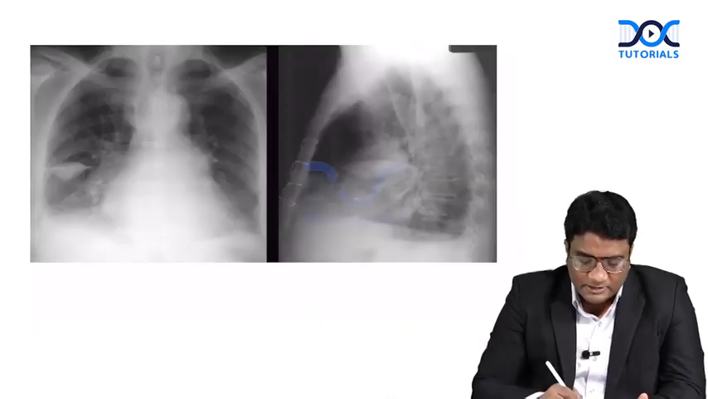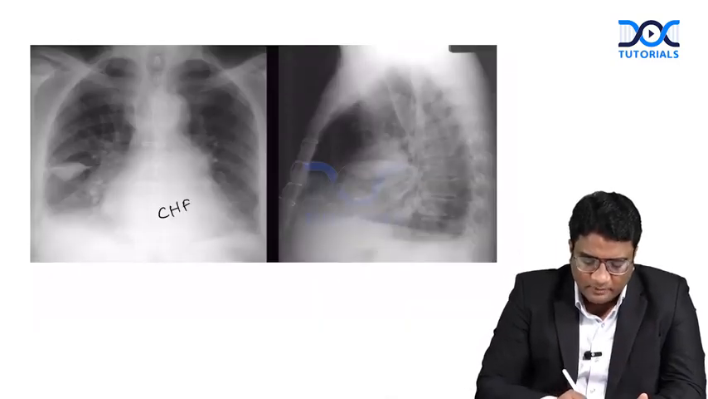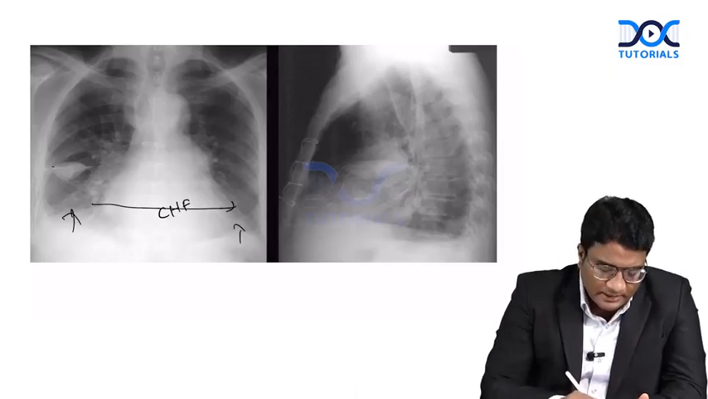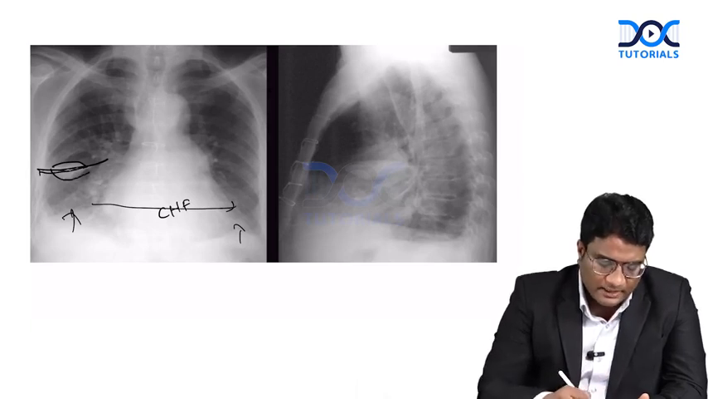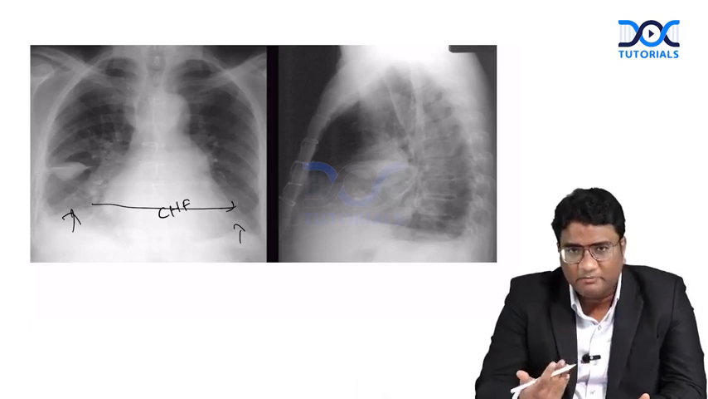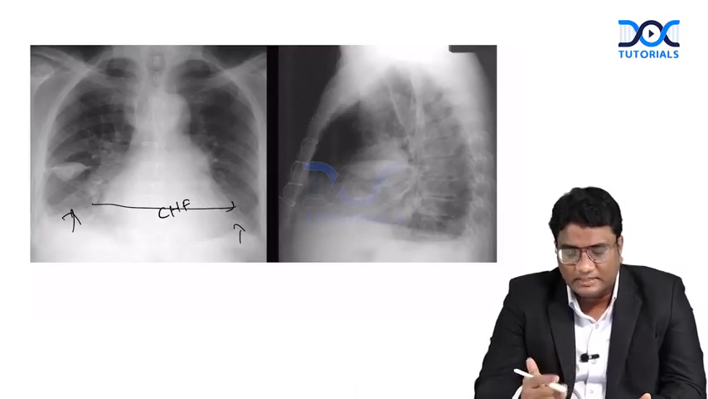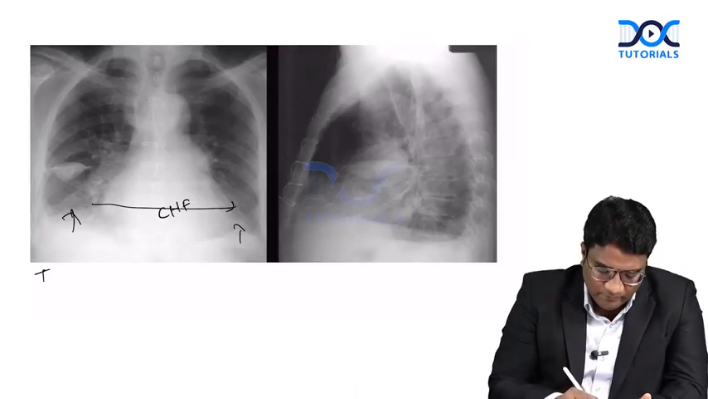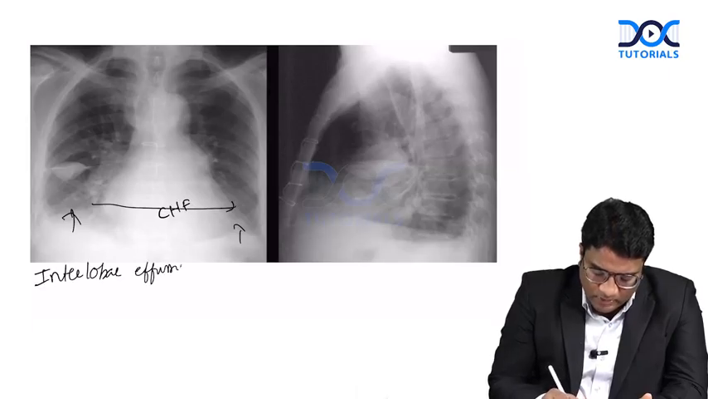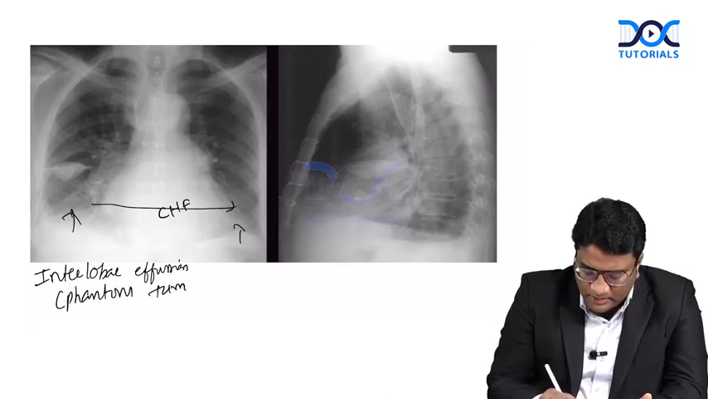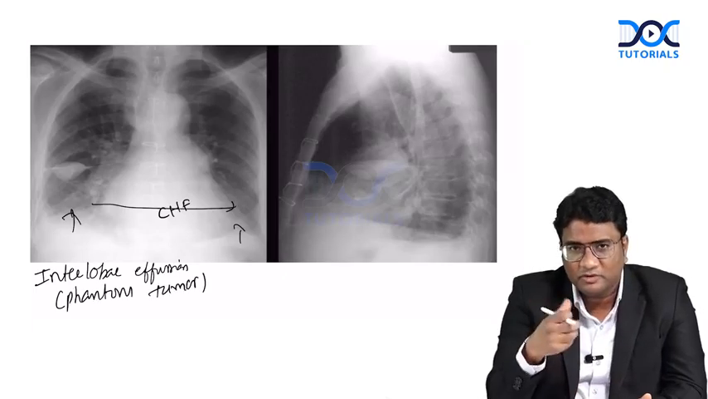And if you have a congestive heart failure patient with cardiomegaly, basal congestion, effusions, and you are seeing a lentiform collection along the fissural lines, between the right upper lobe, middle lobe, and lower lobe, this is an interlobar effusion. Interlobar effusion is also called a phantom tumor. It appears like a tumor but disappears on diuretics. Once you give diuretics, it goes away.